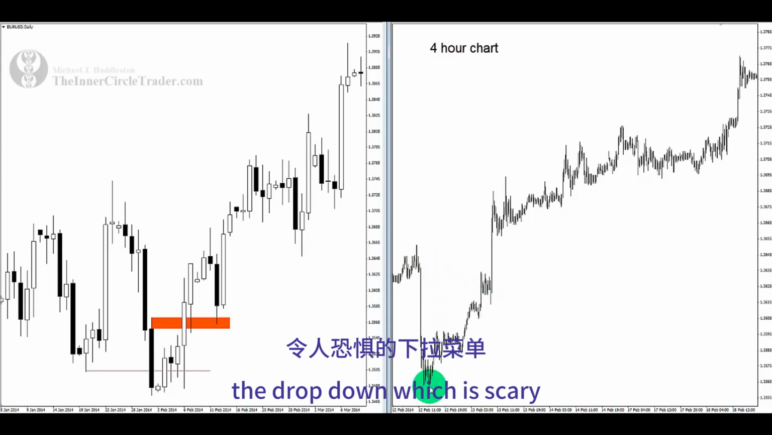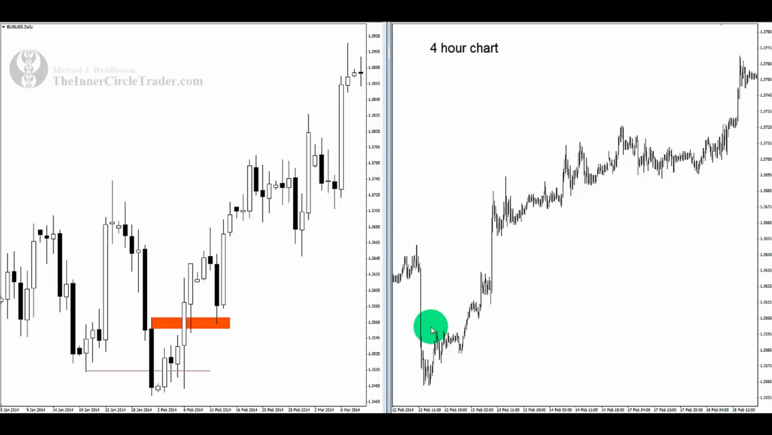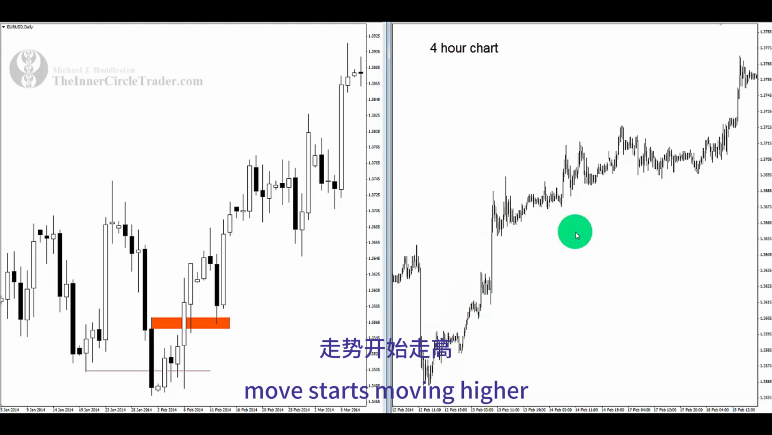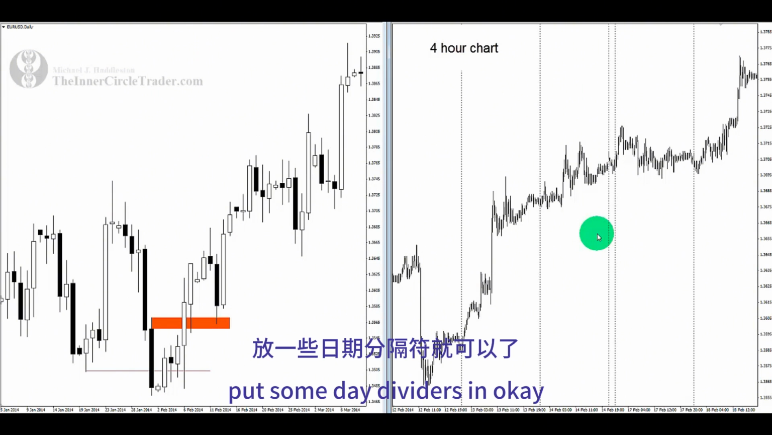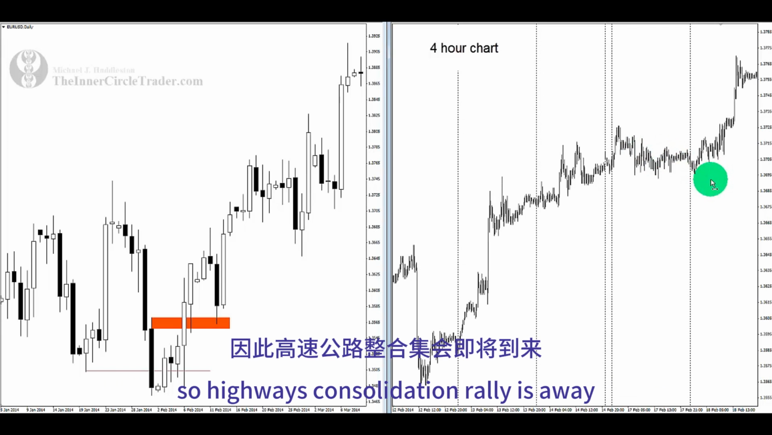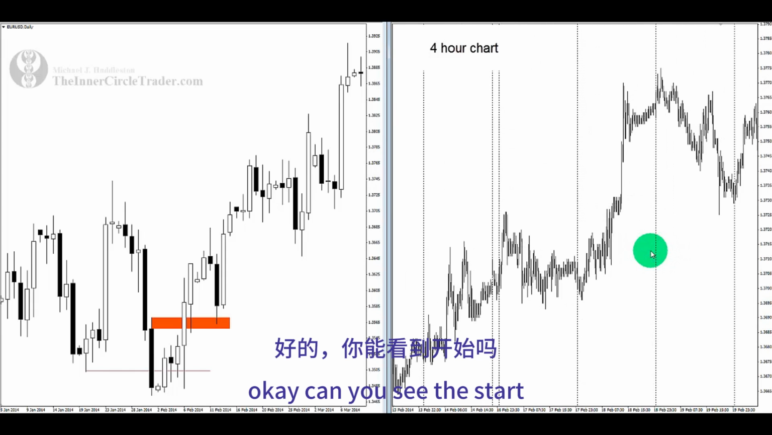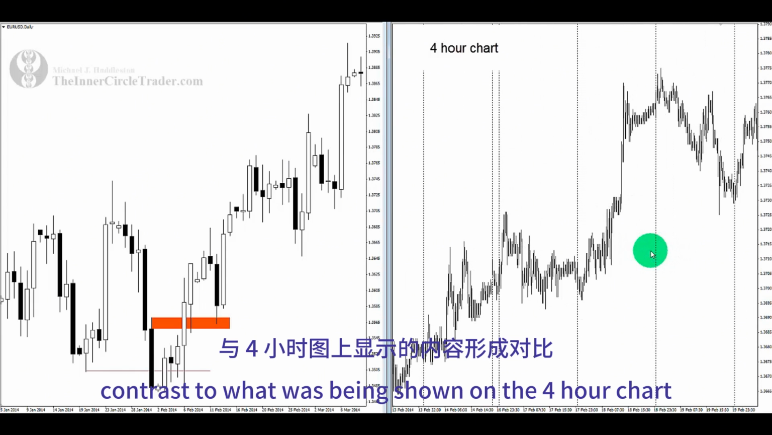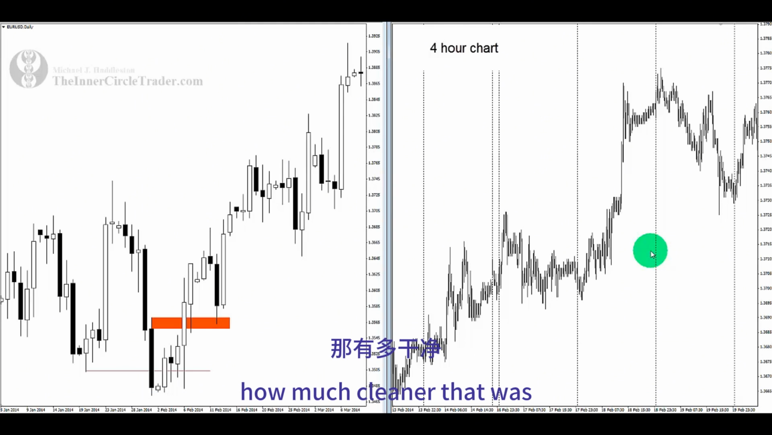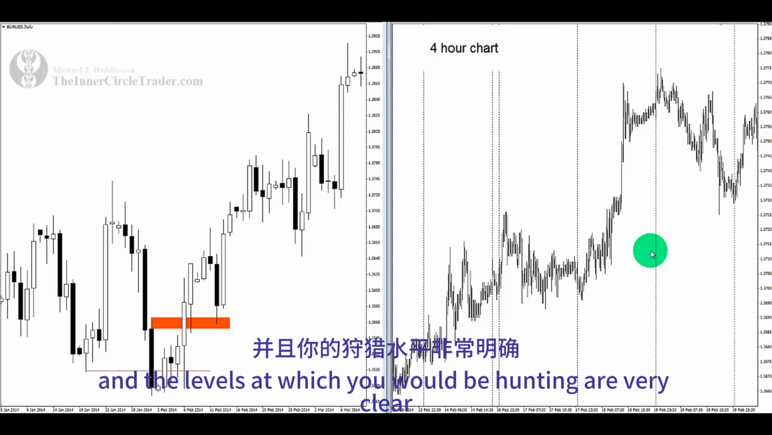Okay, the drop down, which is scary. Most people, they don't want to do any kind of buying in that indication. Move starts moving higher. Let's put some day dividers in. Okay, on a Friday we close, and then continues moving up. Sideways consolidation, rallies away. Okay, can you see the stark contrast to what was being shown on the 4-hour chart, how much cleaner that was, at least as it relates to looking at short-term trading? The ranges and the levels at which you would be hunting are very clear and easily seen.